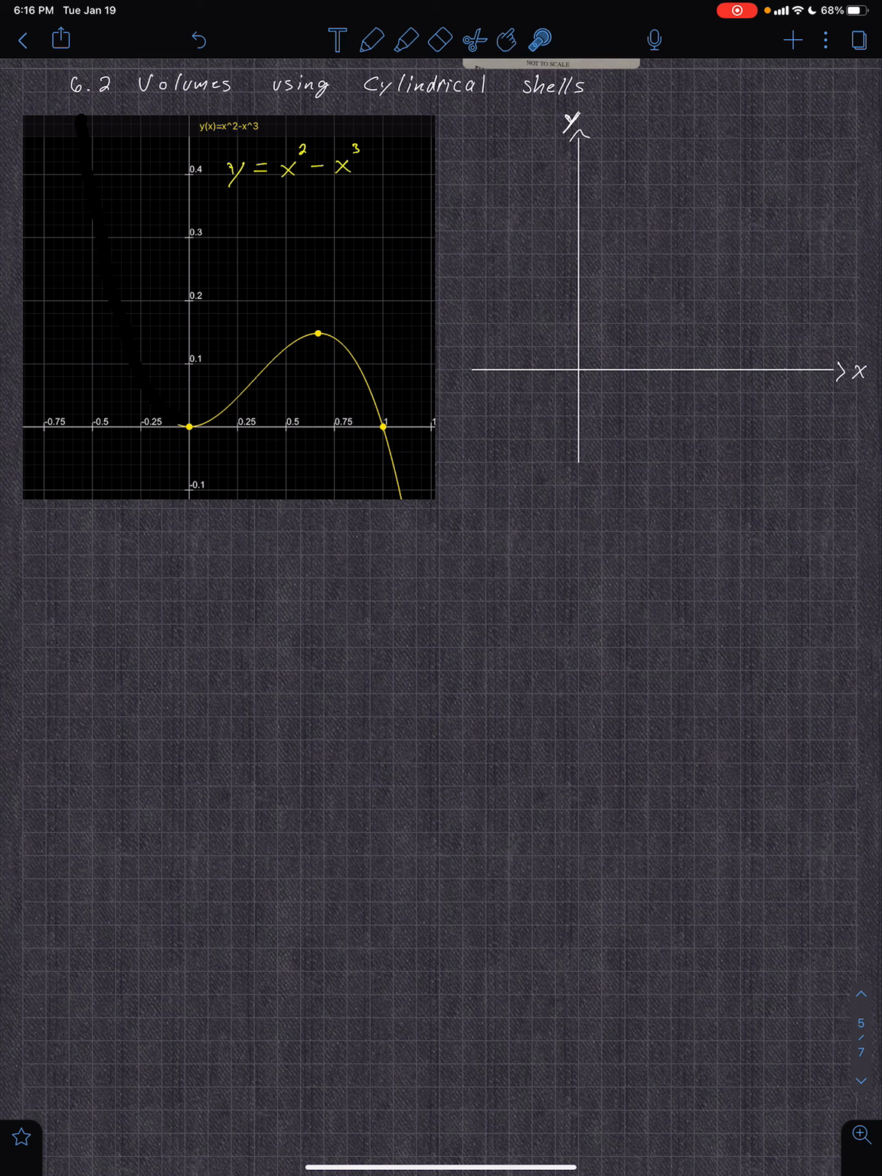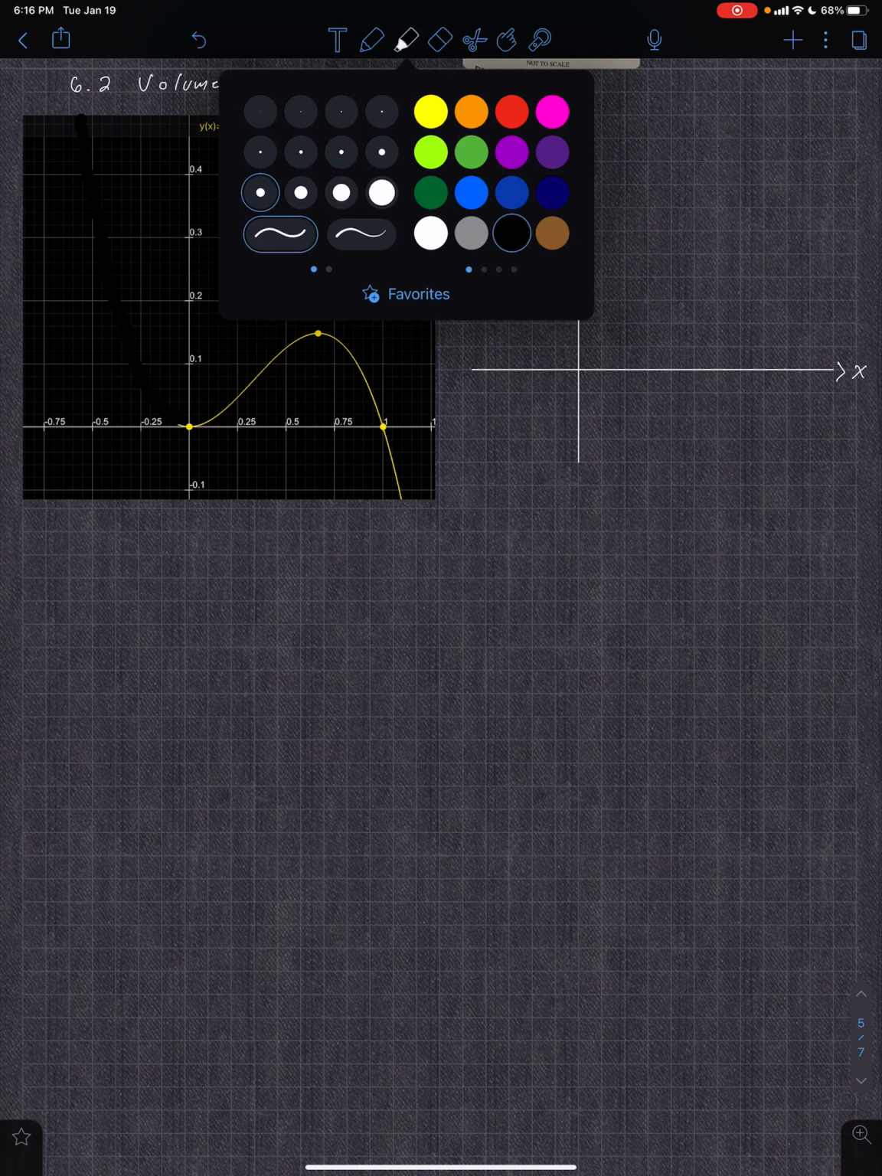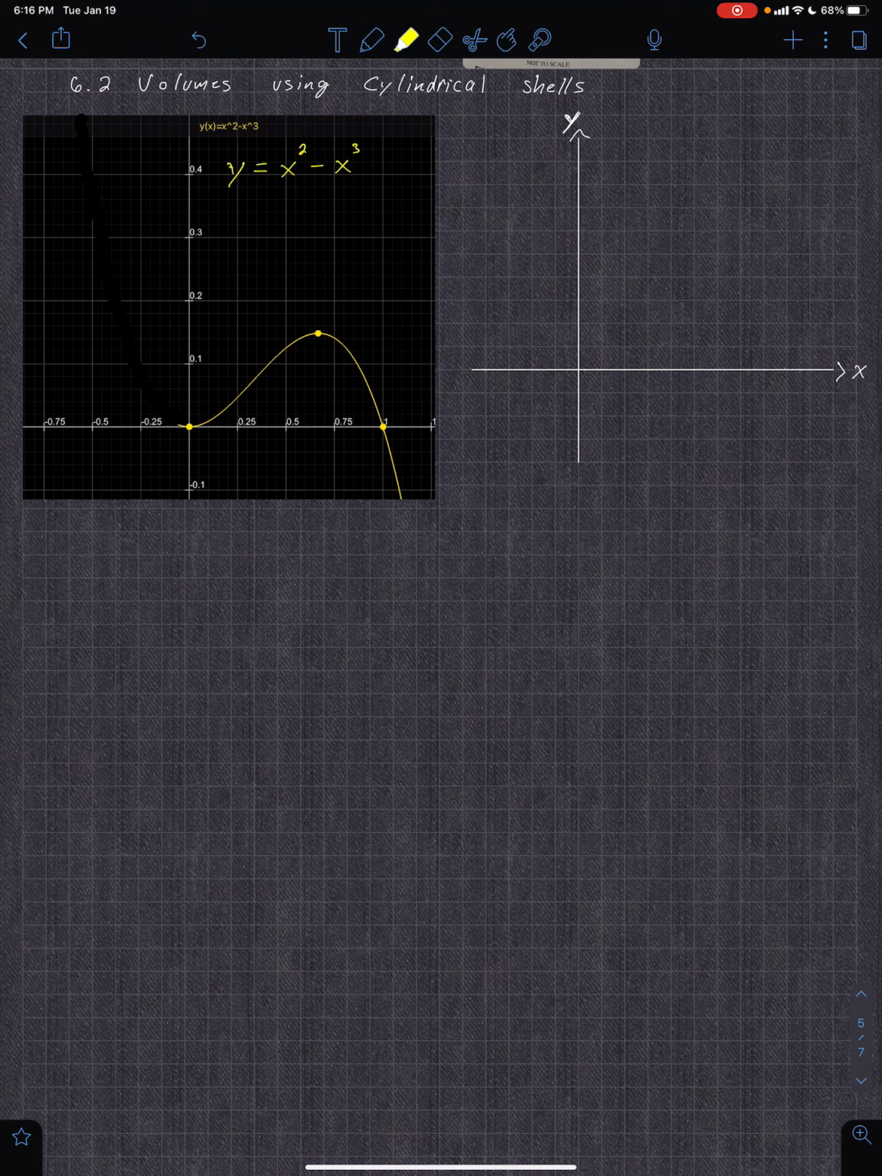And let's suppose you want to take then this region. Let's see, let's take this region here. You want to do this region and revolve that about the y-axis. So this is what I want to look at. And so if you were to try to use shells, then we'd be going across this way.